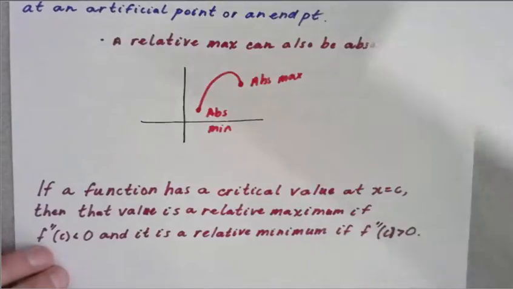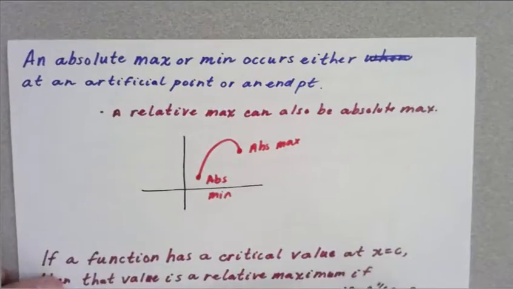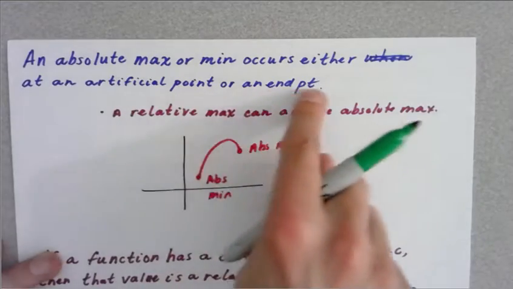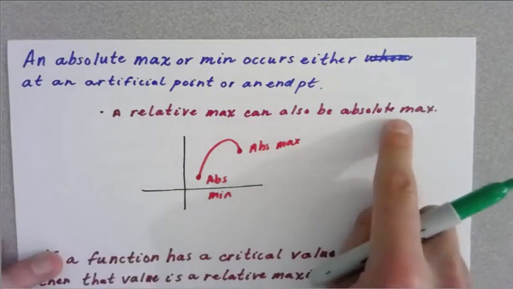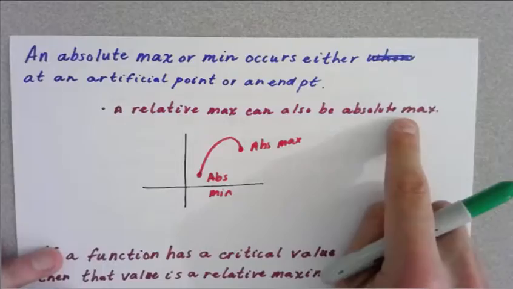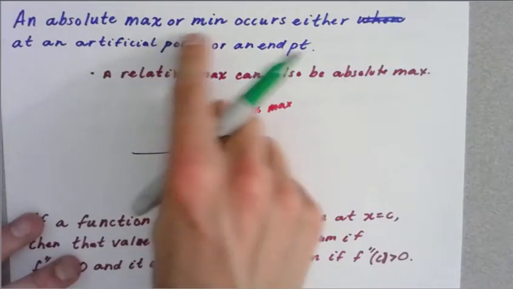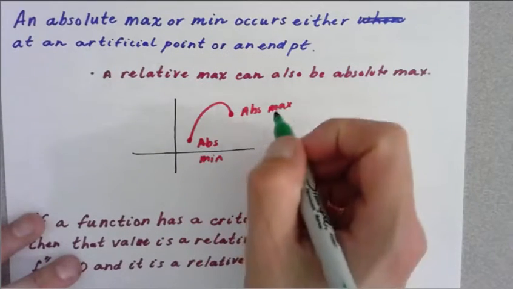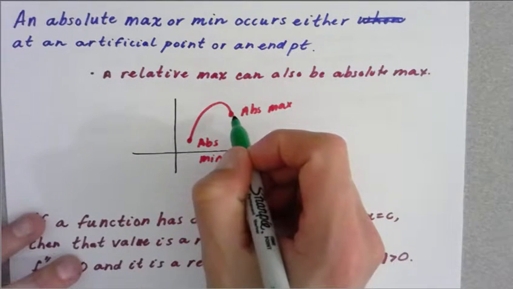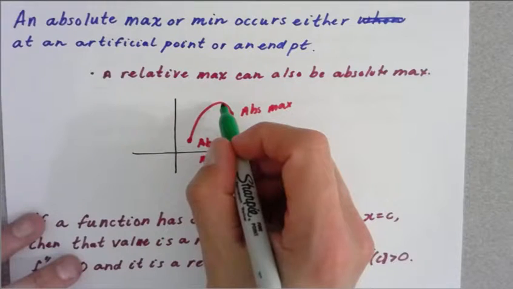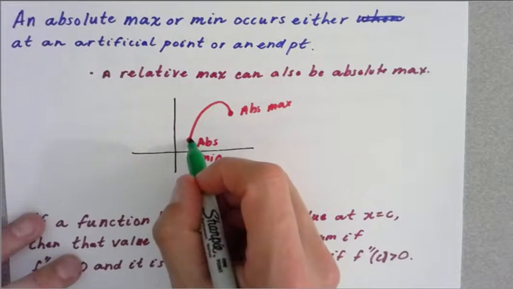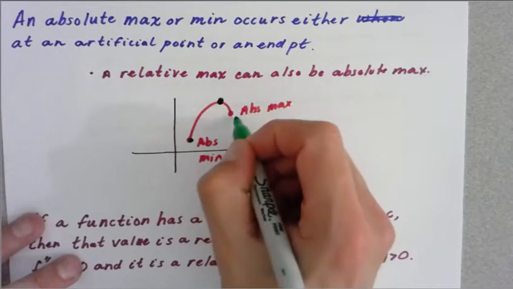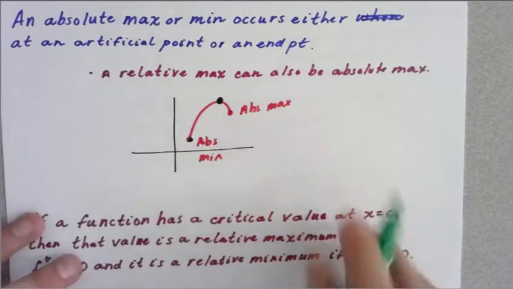And finally, with the absolute: when you look at absolute max or min, that's the other thing. It is either a critical point or an endpoint. A relative max can also be called an absolute max. So an absolute max or min occurs at either a critical point somewhere on the graph or at an endpoint. So here, the absolute max would be up here, and the absolute min down in this area. The way I drew this, the absolute max would be up here. It could be on an endpoint, but it would be an absolute max up there.